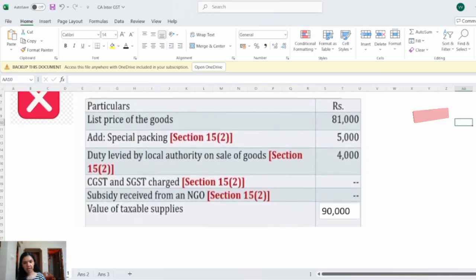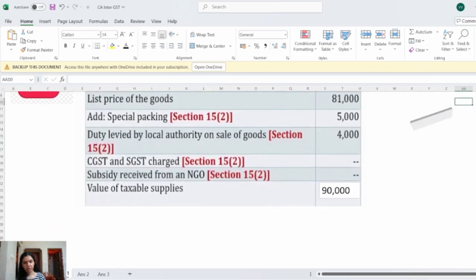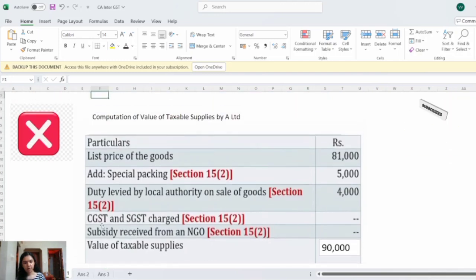However, an error here is that for each of the line items only the section number has been mentioned and there is no detailed explanation given here. It is very important that for each of the line items a detailed explanation has to be given. Since only the section number has been given and no detailed explanation is given, even though the final answer is correct, full marks will not be awarded in this case. It is very important to substantiate the treatment of each and every line item.